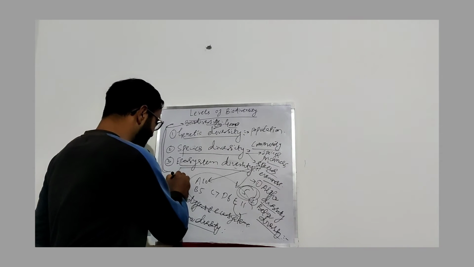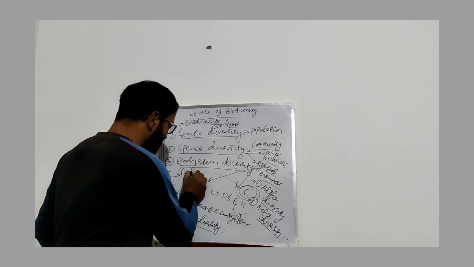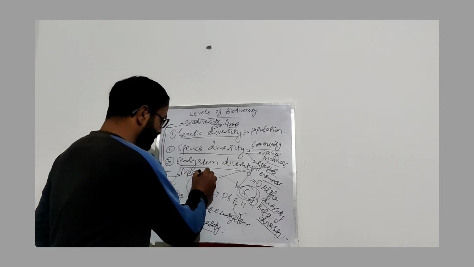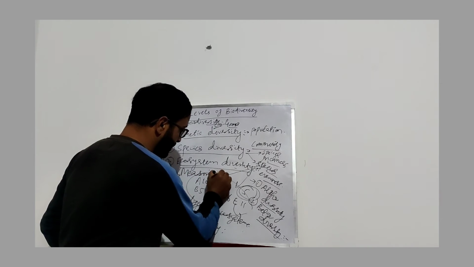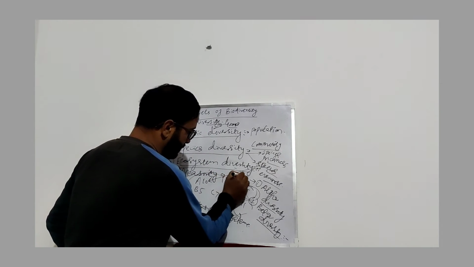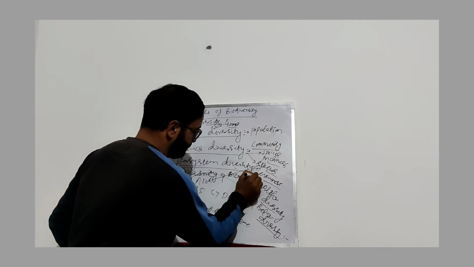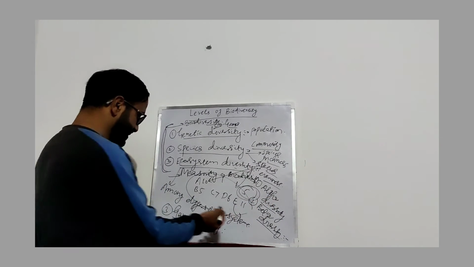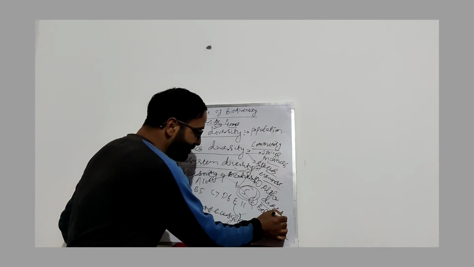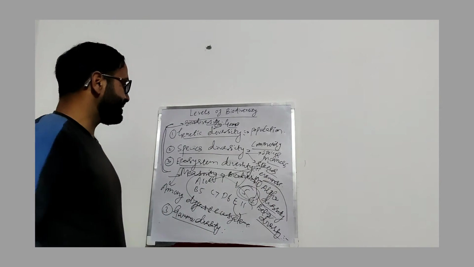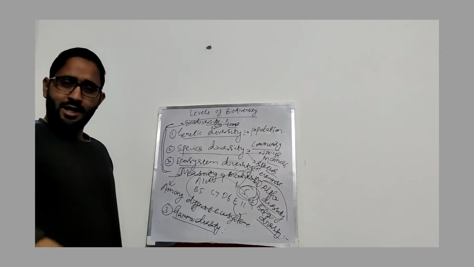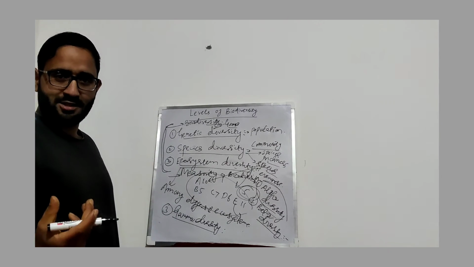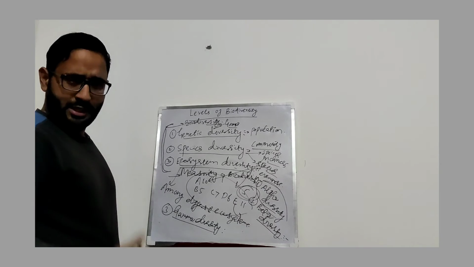When we are to measure the biodiversity of an area, we take help of these indices. So under measuring of biodiversity, we will study alpha diversity, beta diversity, and gamma diversity. Now, what is alpha diversity? Alpha diversity is species diversity. It tells us about the number of species present in a community or ecosystem.